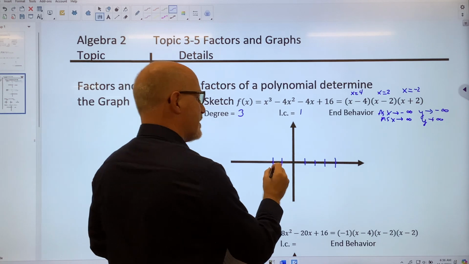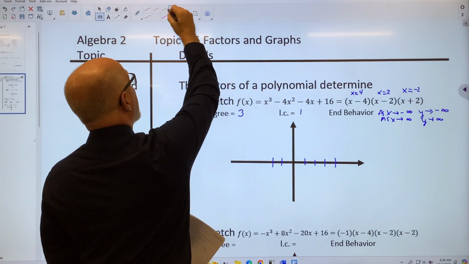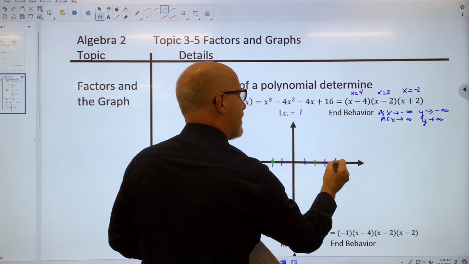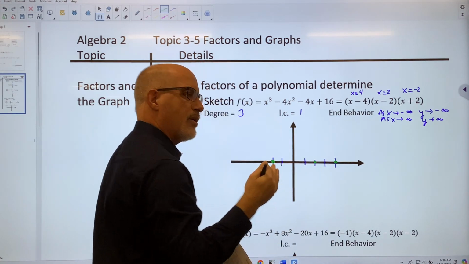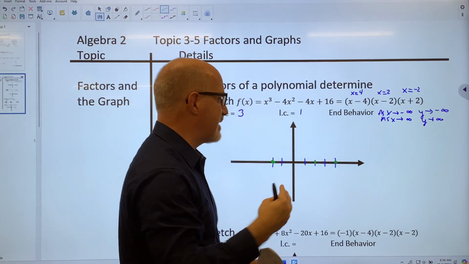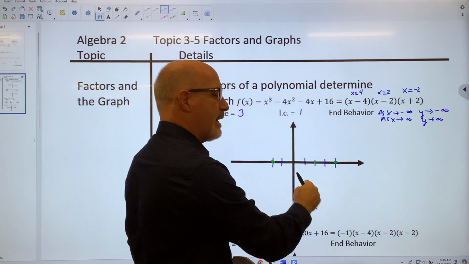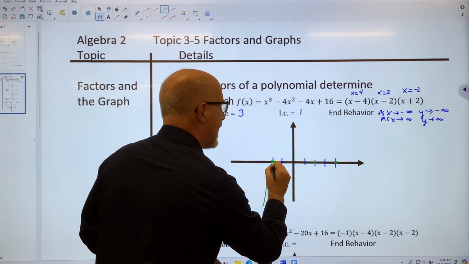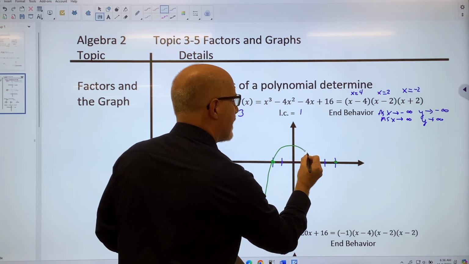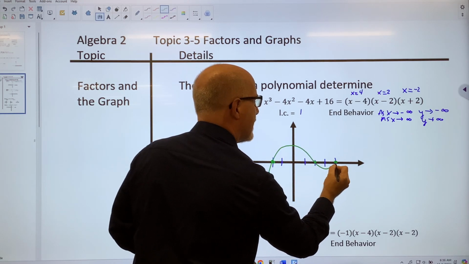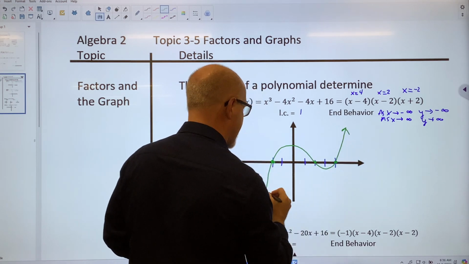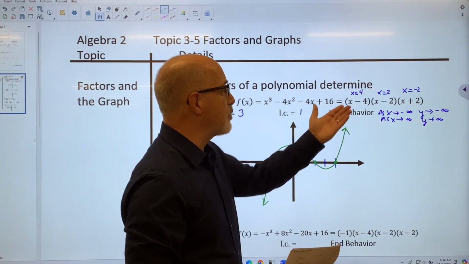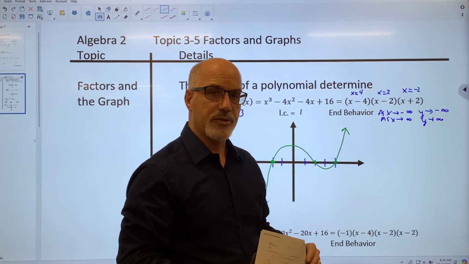What I know is it's going to go through the points -2, 2, and 4. Since we know the behavior of this graph is that it's going to start down and end up, I can start the graph down here, pass through here, go like this, pass through here, and come up like that to get a sketch of the graph based on the x-intercepts, which are based on the factors.